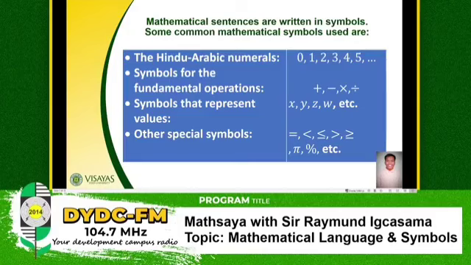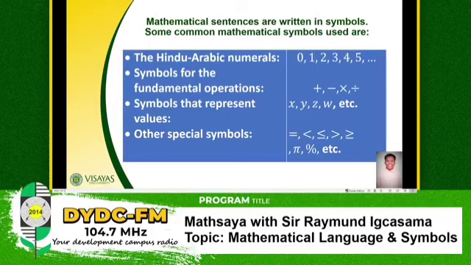So that's why we have the plus sign, the minus sign, the X for multiplication, and then we also have division. In division, sometimes we also use, aside from the symbol that we have seen on the screen, the bar or the slash, or the slanting line.